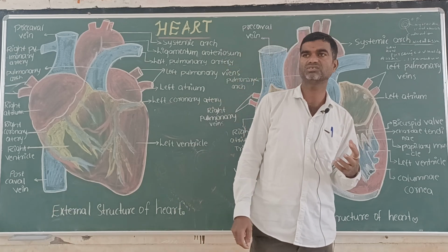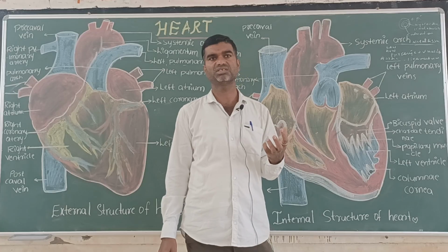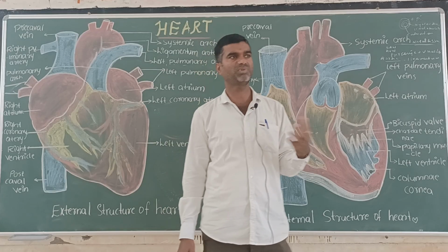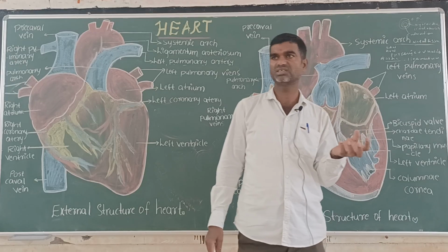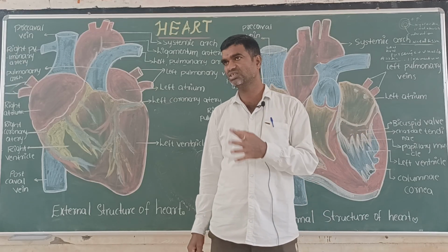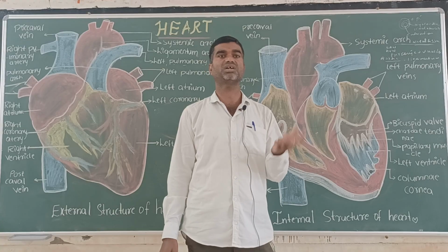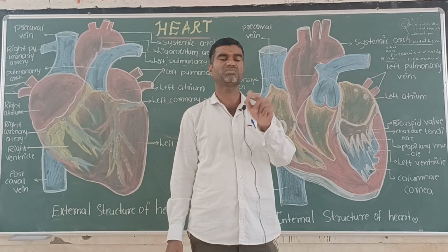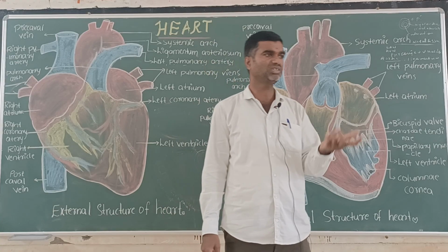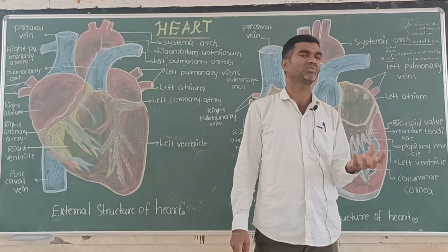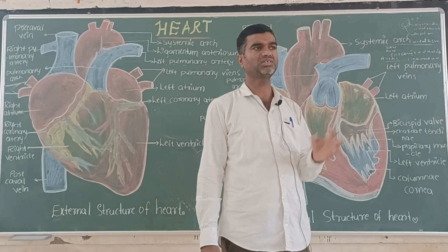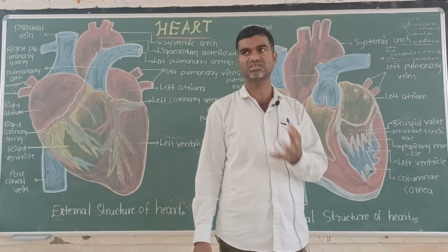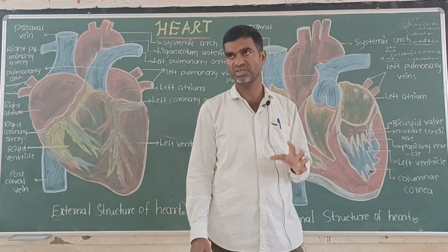Okay, so lungs are important organs. With the help of the lungs, the deoxygenated blood is converted into oxygenated blood. Then the oxygenated blood goes into the left atrium. Through the left atrium, the oxygenated blood goes into the left ventricle. Through the left ventricle, the oxygenated blood is transmitted to the various parts of the body.